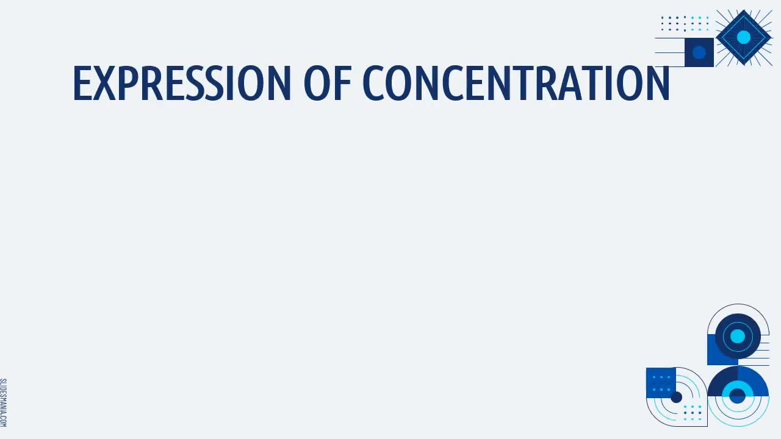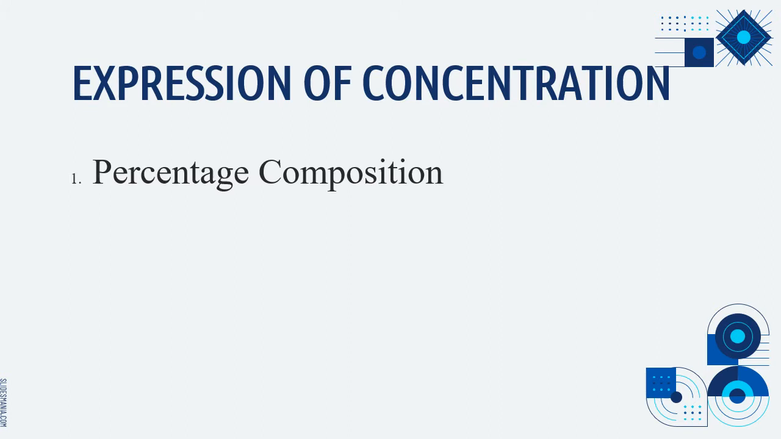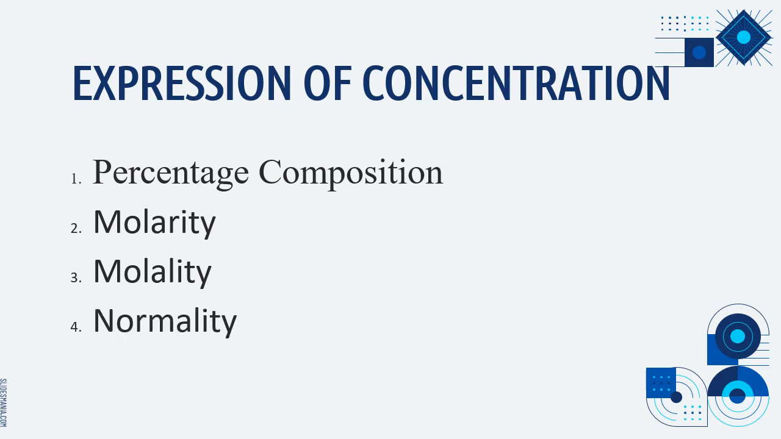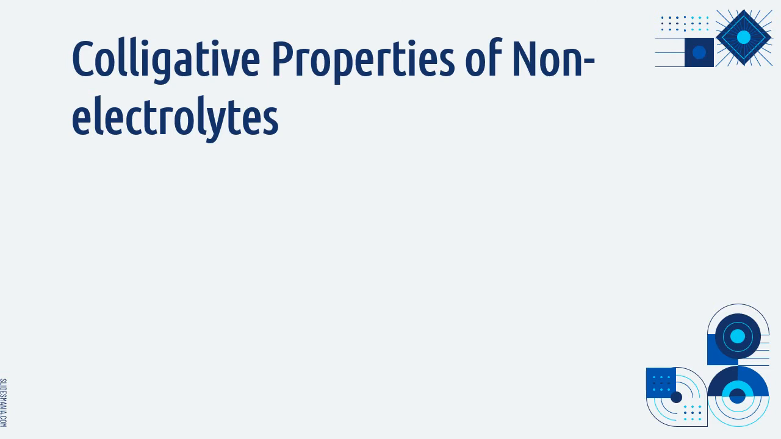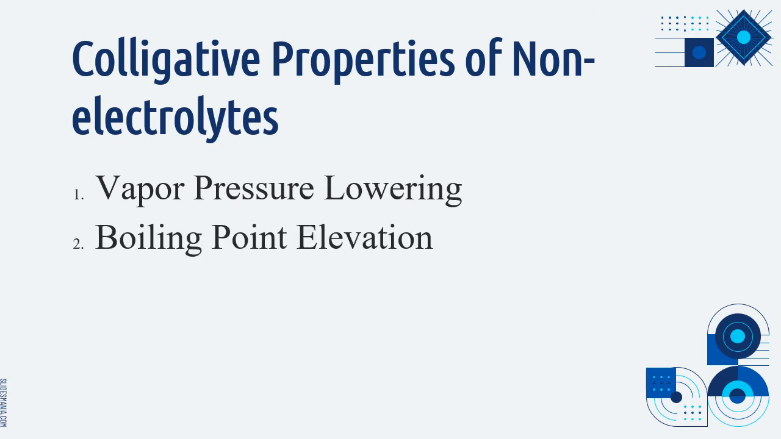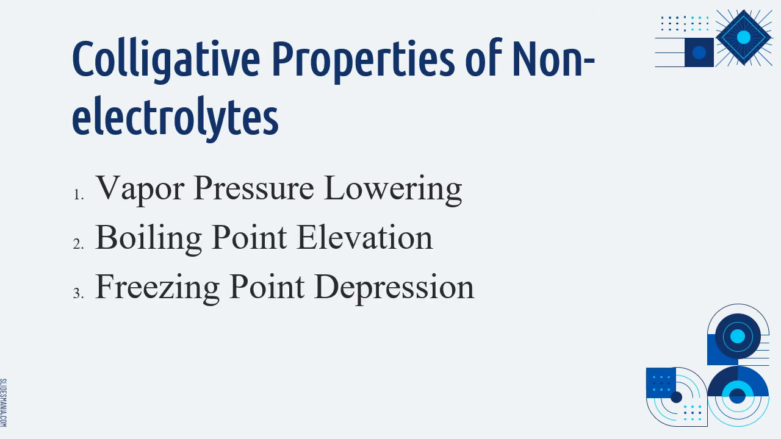For expression of concentration, we have percentage composition. This includes your percent by mass, percent by volume, mole fraction, and percent weight by volume. We also tackled special or commonly used expressions of concentration. We have your parts per million, parts per billion, and proof. We have molarity, molality, and normality. For colligative properties of non-electrolytes, we had your vapor pressure lowering, boiling point elevation, freezing point depression, and osmotic pressure.